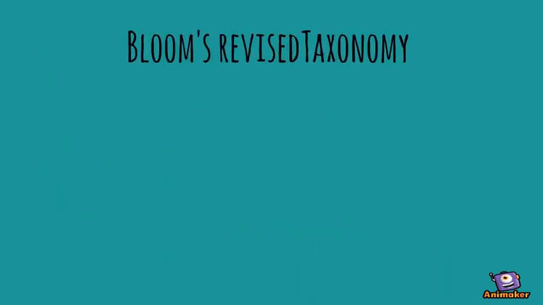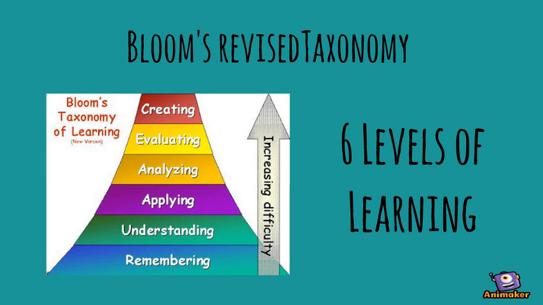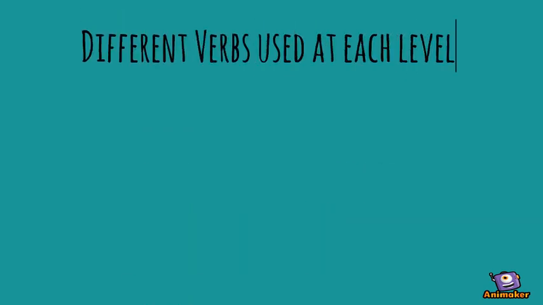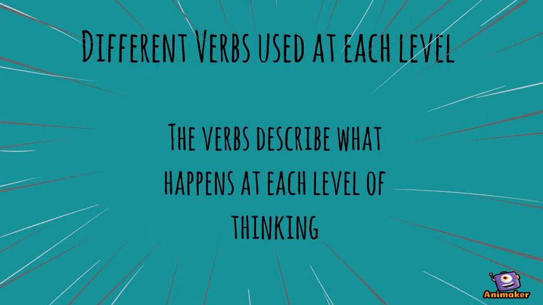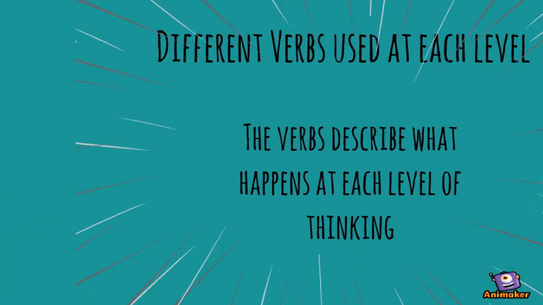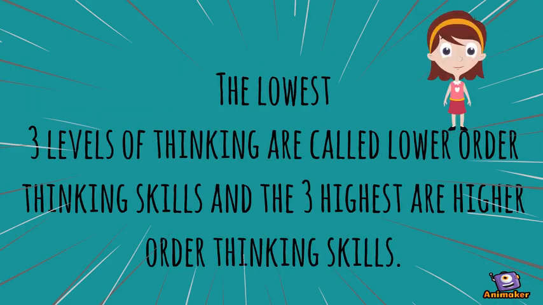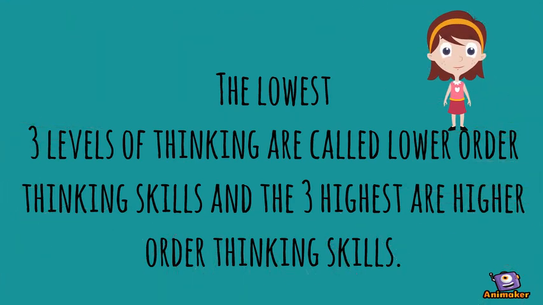In 2001, Anderson and Crothwell revised Bloom's taxonomy. There are 6 major levels going from the most basic level of learning up to the most complex. Teachers use these levels to create good learning objectives. The taxonomy uses different verbs at each level to show what kind of thinking happens at each level. The lowest 3 levels of thinking are called lower order thinking skills, and the 3 highest are higher order skills.